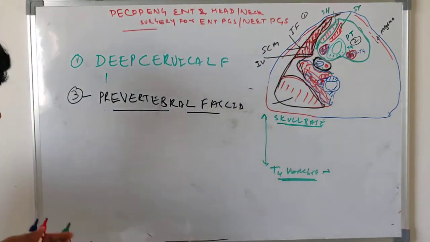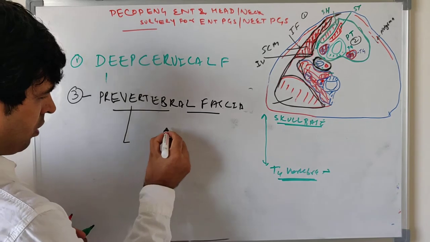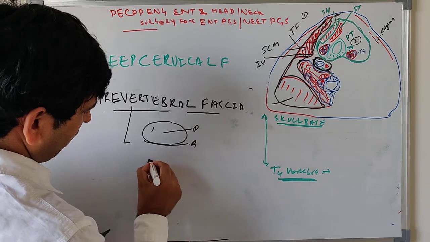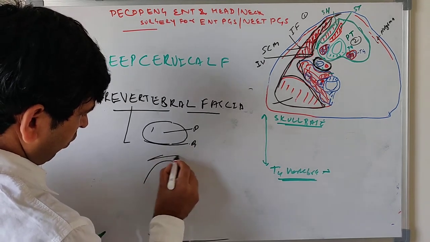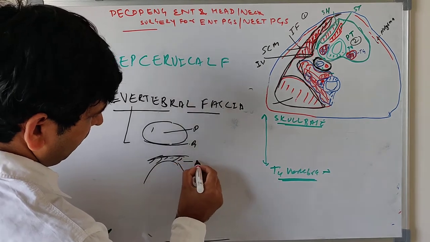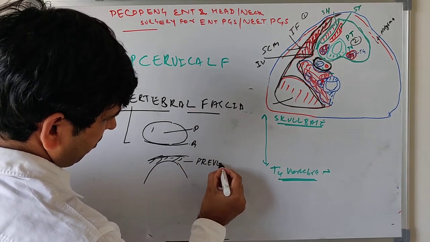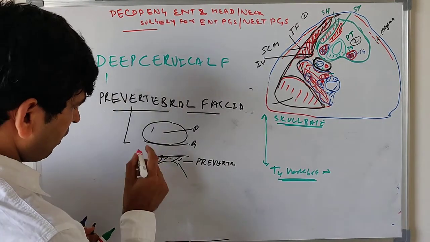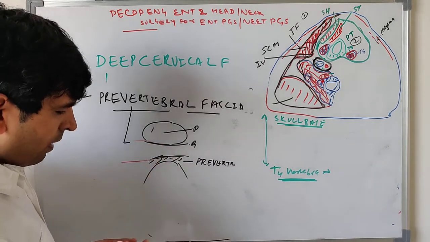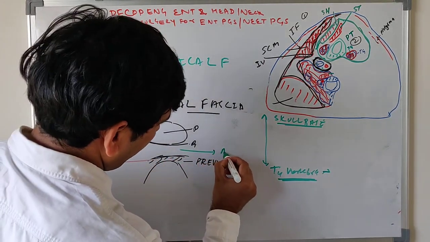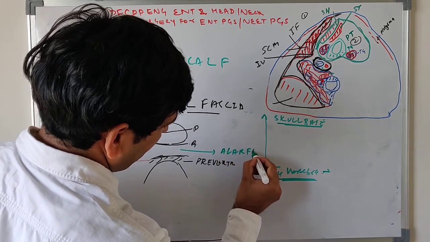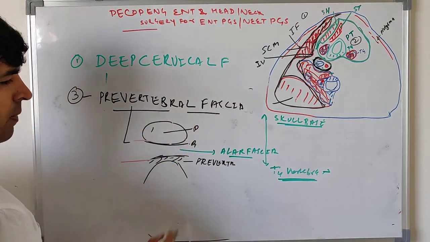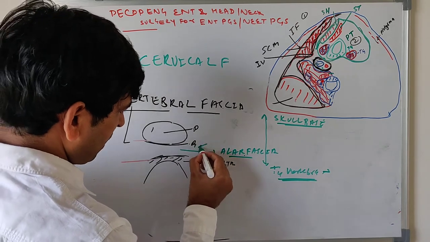Okay. One fibrous sheet. Suppose this is the pharynx. This is the buccopharyngeal fascia, this is the vertebra, and this whole area is the prevertebral muscle. Here, the deep cervical fascia is divided by one fibrous sheet, that is the alar fascia. This prevertebral space is divided into two parts by the alar fascia.